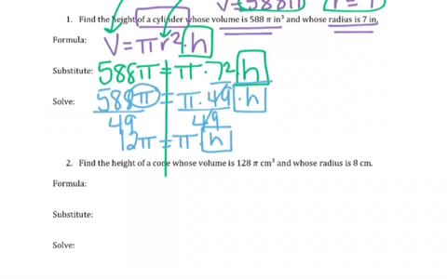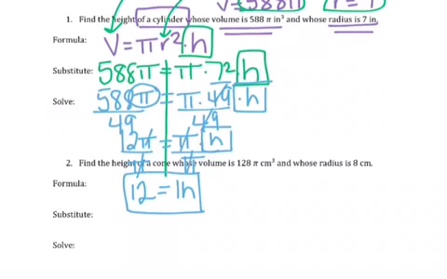Pi is still just a number joined by multiplication, so I can go ahead and divide both sides by pi. Pi divided by pi is 1, so I'm left with 1h. And here pi divided by pi is also 1, so I'm just left with 12 times 1, which is 12. So the height has to be 12.